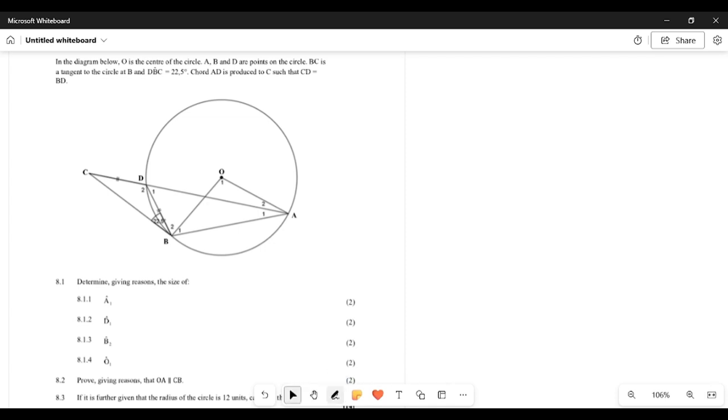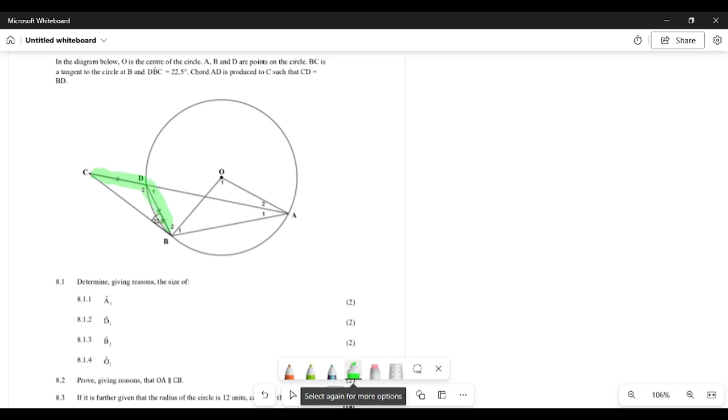So here on the diagram below, O is the center of the circle. A, B, C are points on the circle, and they've told me that I have a tangent, which is BC. BC is my tangent. They've given me angle BDC as 22.5. They also told me that CD equals BD. Let me highlight those two lines so that you could see them. So these two lines are equal to one another.